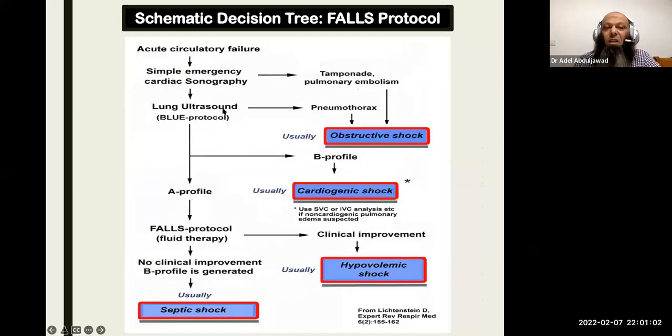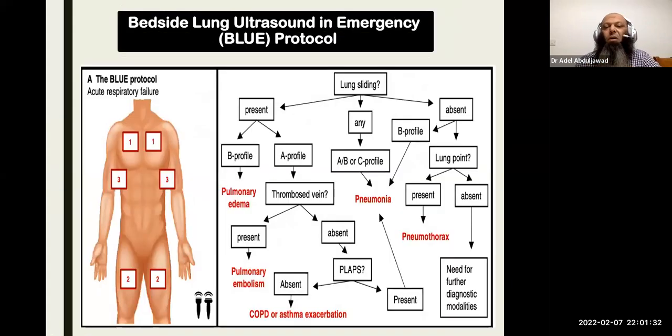Again, we call this the decision tree, or schematic decision tree, in a patient with acute circulatory failure. After you apply both the BLUE protocol and the FALLS protocol to delineate the obstructive shock, the cardiogenic shock, the hypovolemic shock, and the septic shock. So you have to have in your mind where my probe should I start with, and what are the data that I am going to interpret to help me delineate the common cause of shock.